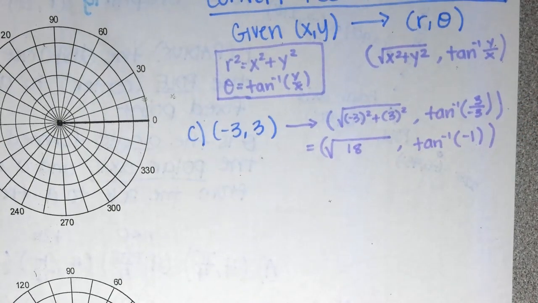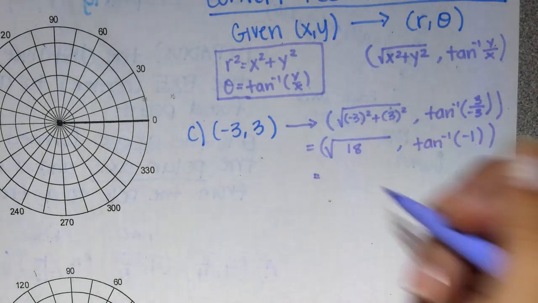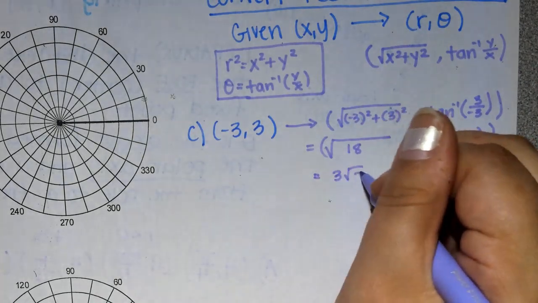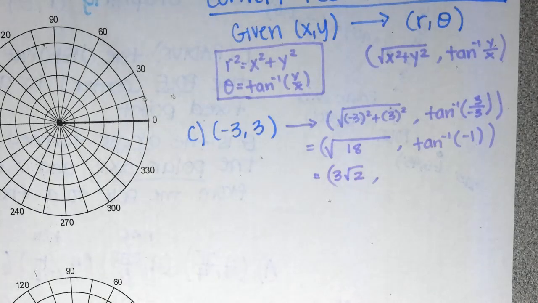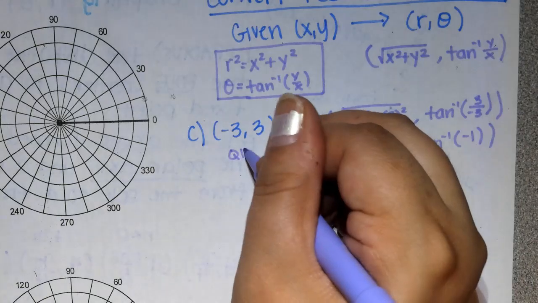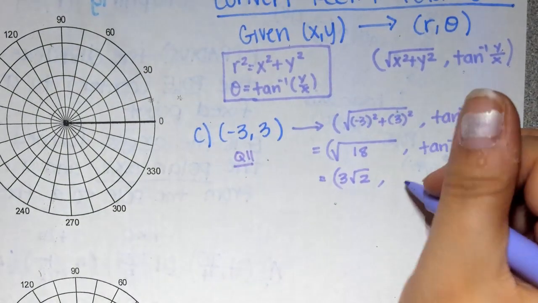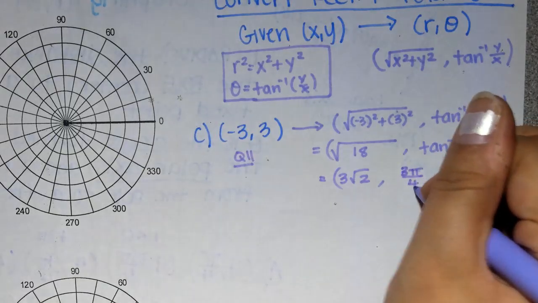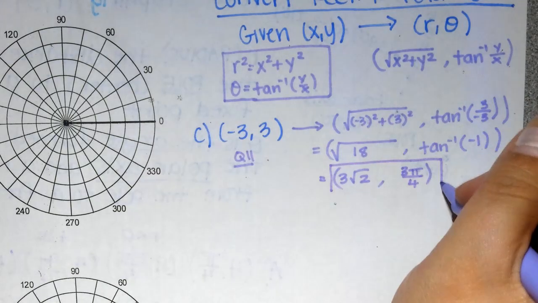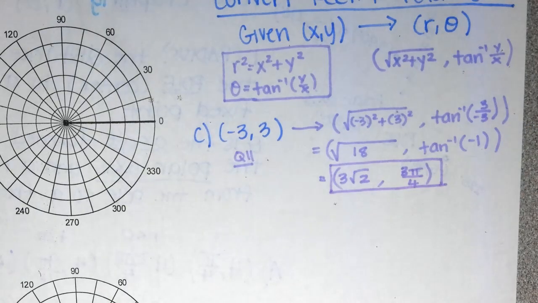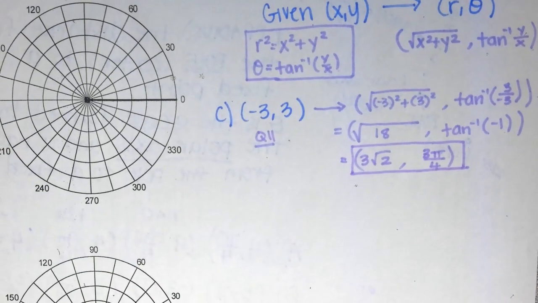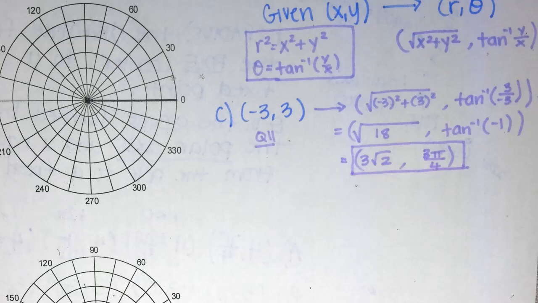What is the square root of 18? 3 root 2. And what is the inverse tan of negative 1? What quadrant did we say we were going to be in? Quadrant 2. So since we're in quadrant 2, 3 pi over 4. Be careful. I made this mistake last period. How do I graph this?